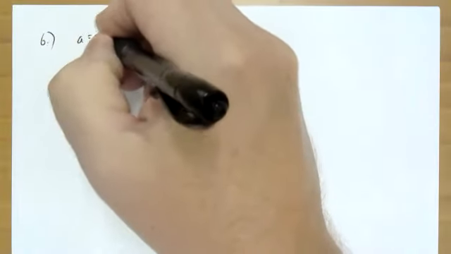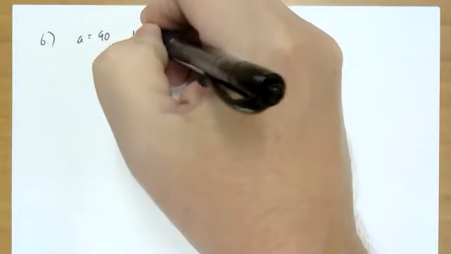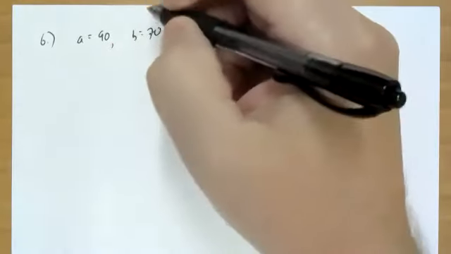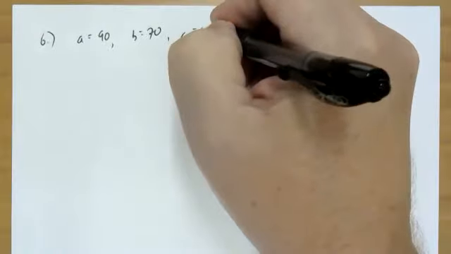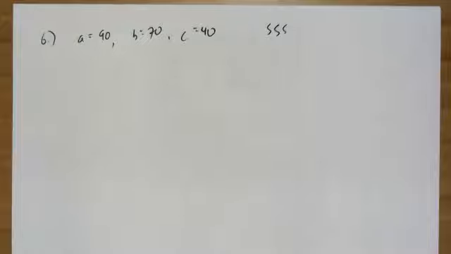Number 6, side A is 90. The length of side B is 70. And the length of side C is 40. So this triangle, we can say they give us the three sides. When that happens, you have to use law of cosines.